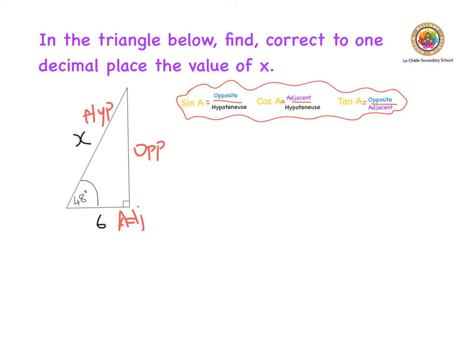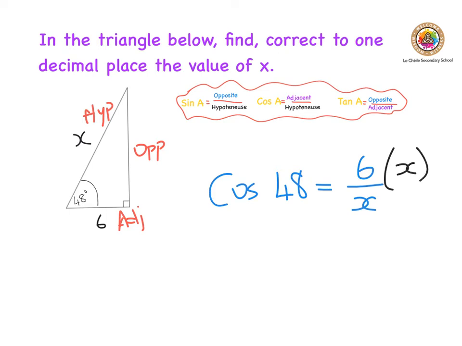So off we go, and we're going to say, well, the cosine here. So the cos of A, and A in this case is 48, is equal to the adjacent, which is 6, over the hypotenuse, which in this case is x. Now again, I want to get x on its own, so I'm going to multiply here on top by x, which means I'm also going to multiply here by x.